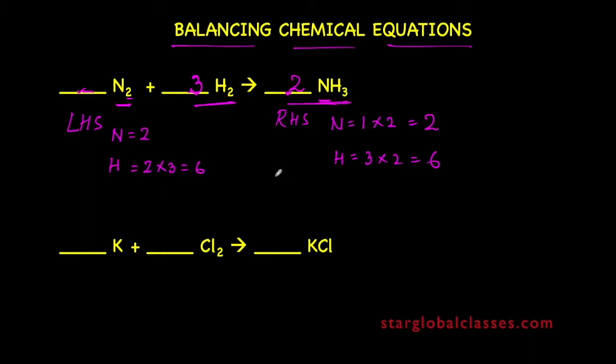We can check now. Nitrogen on the left hand side 2, nitrogen on the right hand side 2, hydrogen on the left hand side 6, hydrogen on the right hand side 6. The equation is now balanced. This is how we balance a chemical equation.